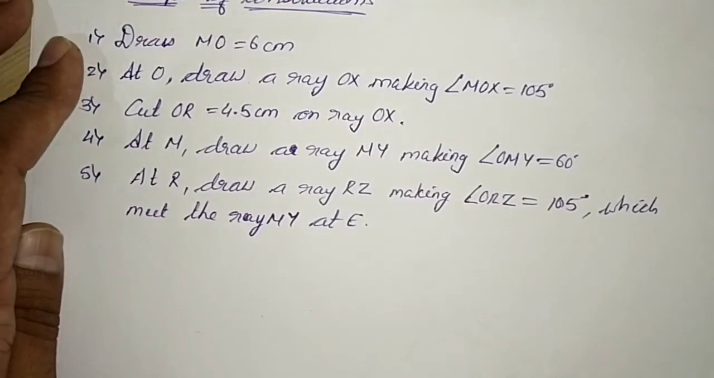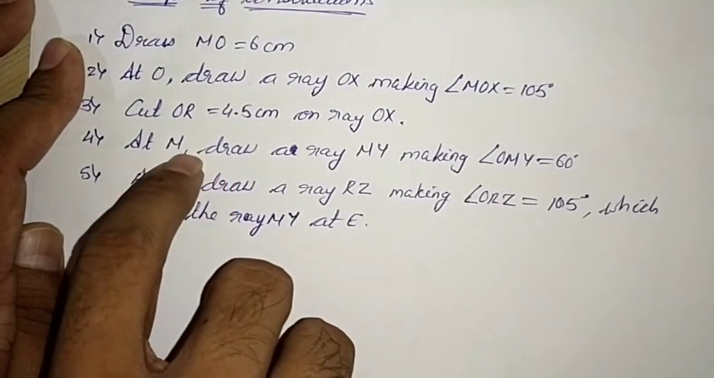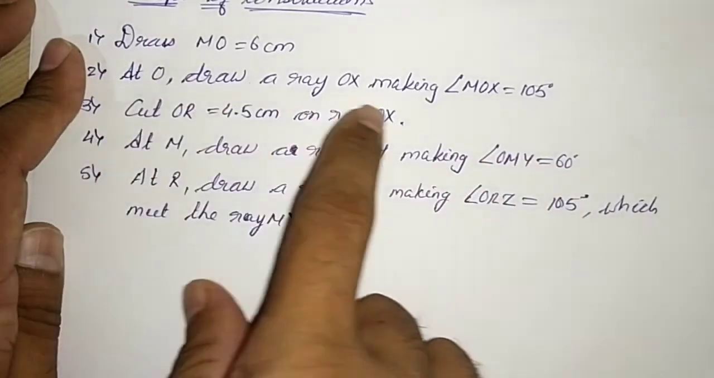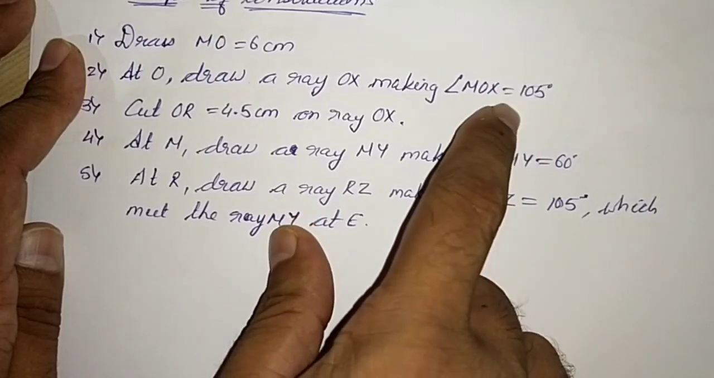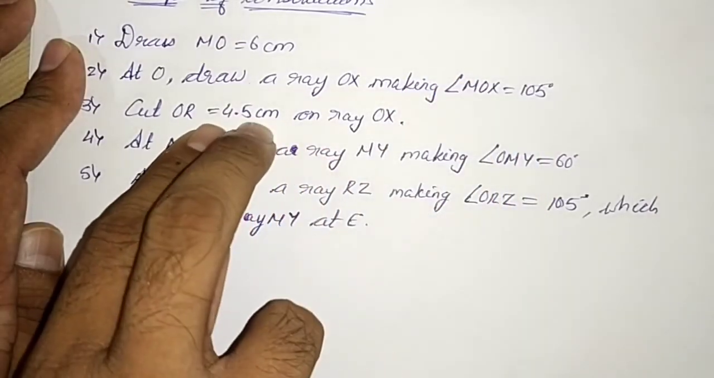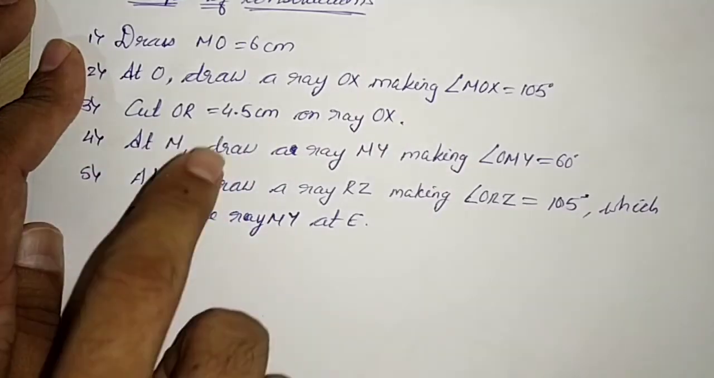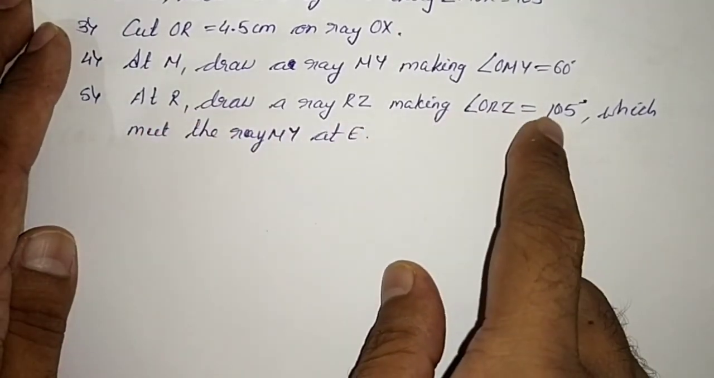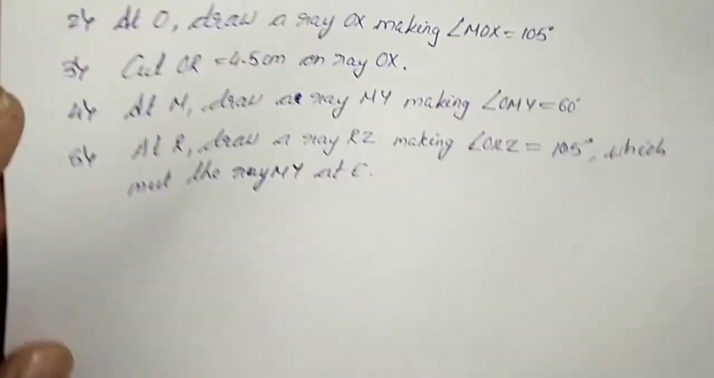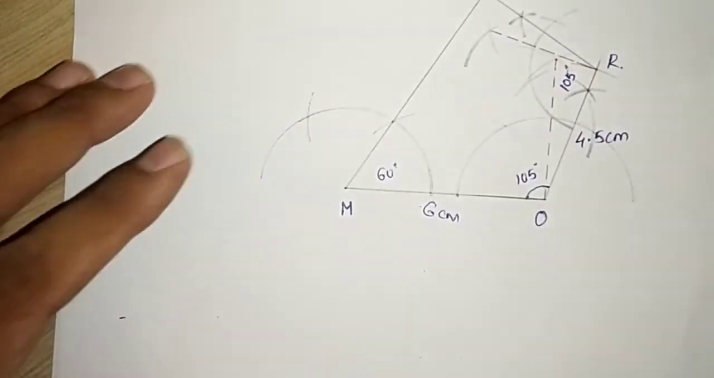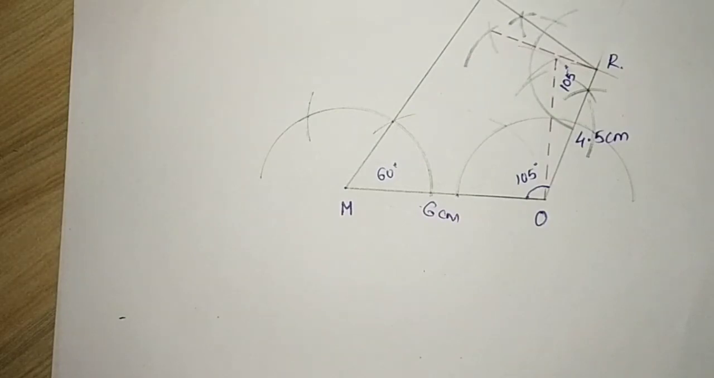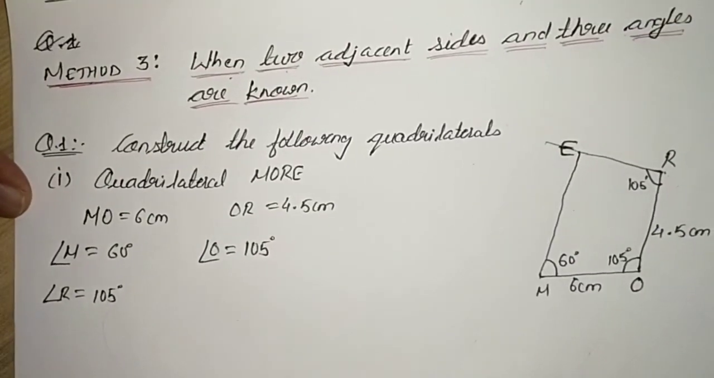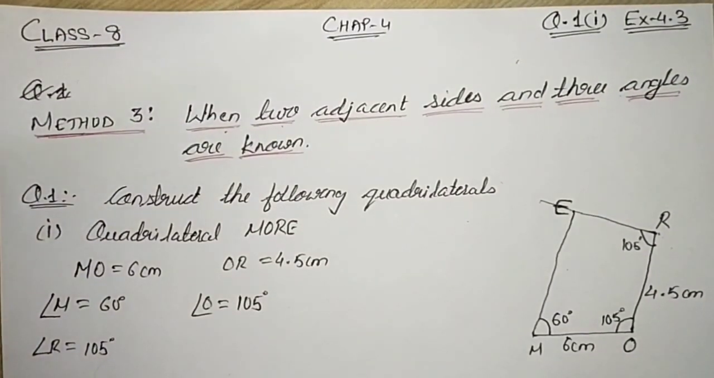Then what we have done? We have taken M. At M we have drawn angle OMY 60 degree. Then at O we have drawn 105 degree. On that line we have cut 4.5 centimeter and named it R. Then from R again we have drawn 105 degree which intersects the previous line, and we got our construction. So this is how you are supposed to draw. Hope you have understood. If not, please go through this video lecture once more so that you can understand properly.